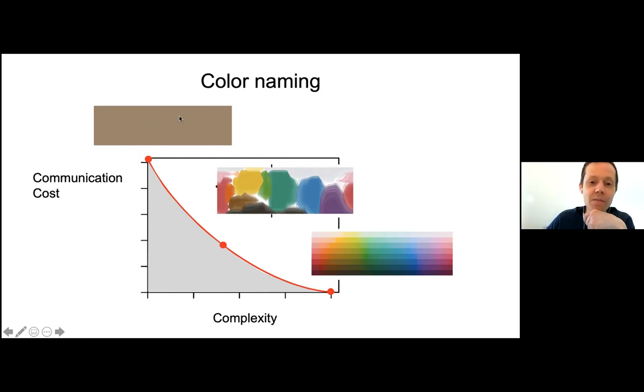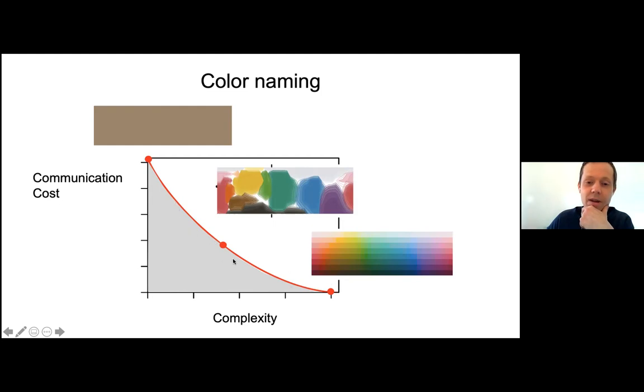In the case of color, this would be a case where you have a single label for all of the different chips in that grid. So that's very, very low in complexity because there's just this single label, but it incurs a high communication cost because when a speaker utters this single label, a recipient isn't going to really be sure what's intended. The other extreme would be to have a different label for every single different chip in the grid. So that would be a system that's very, very high in complexity, but communication cost is minimal because the recipient can know exactly what the speaker had in mind.